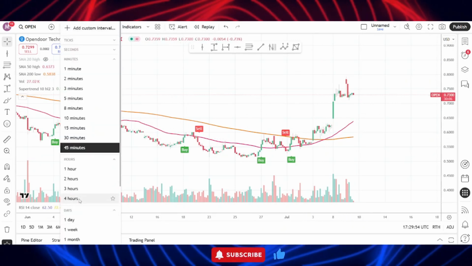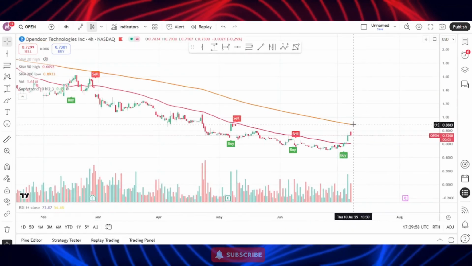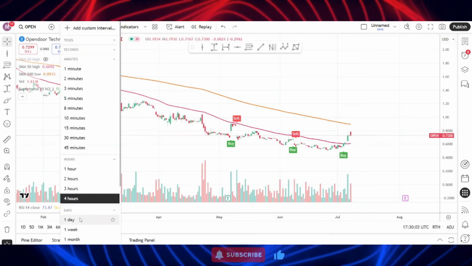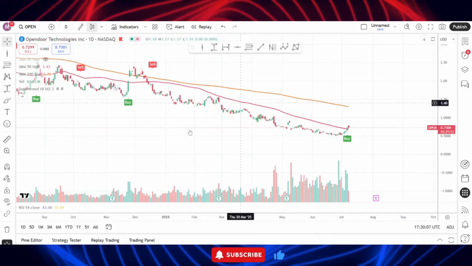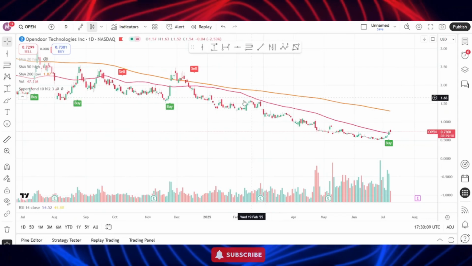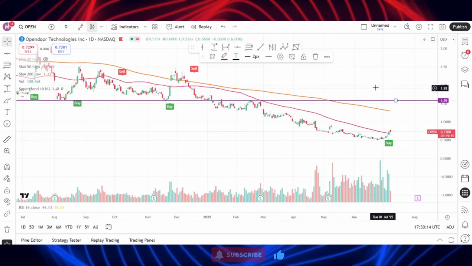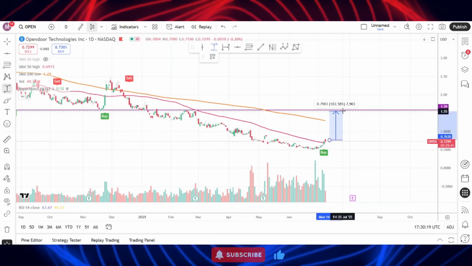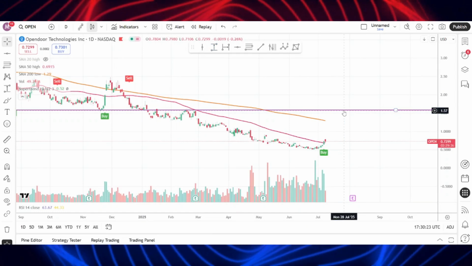And then if we go back to the 4 hours. So now we're looking for it to break this 200-day moving average on the 4-hour chart, and it's looking like a trend reversal. So the next thing we're going to look out for is for it to test this resistance at $1.59. So that's a huge rally, like a 100% rally from here, so you could technically double your money.